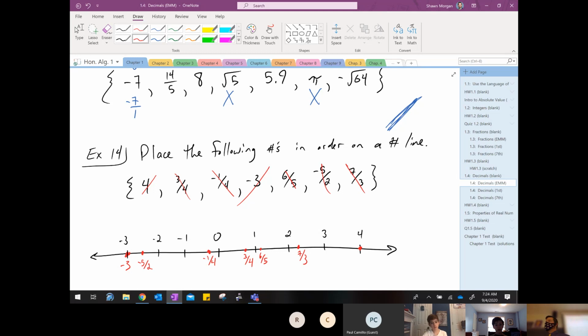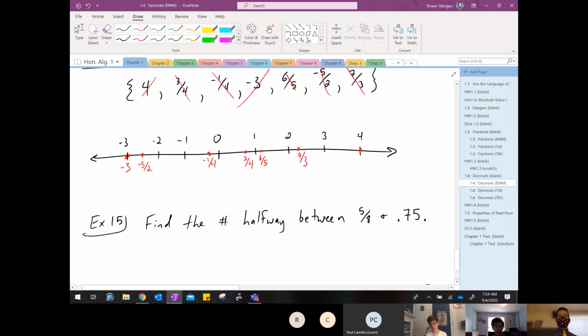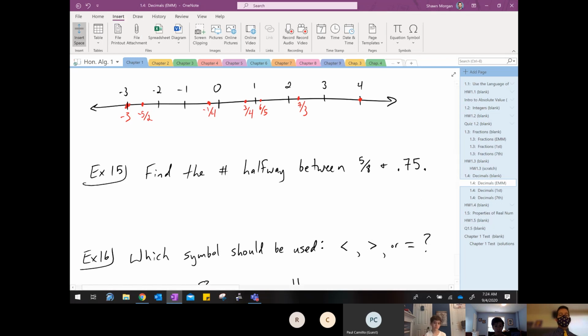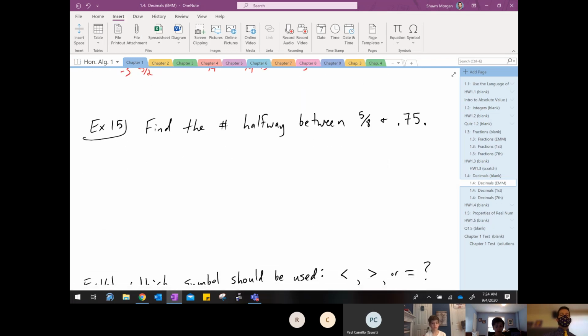Now, ordering rational numbers, when you've got a number line and when they're relatively easy to discern, like we had some denominators with which we are already comfortable, like 4 and 5 and 2 and 3, so not really confusing fractions at all. So when we talk about ratcheting up the difficulty here, we can look at a problem like example 15. Coach Morgan has given me 2 numbers. Let's write those 2 numbers down, 5/8 and 0.75.